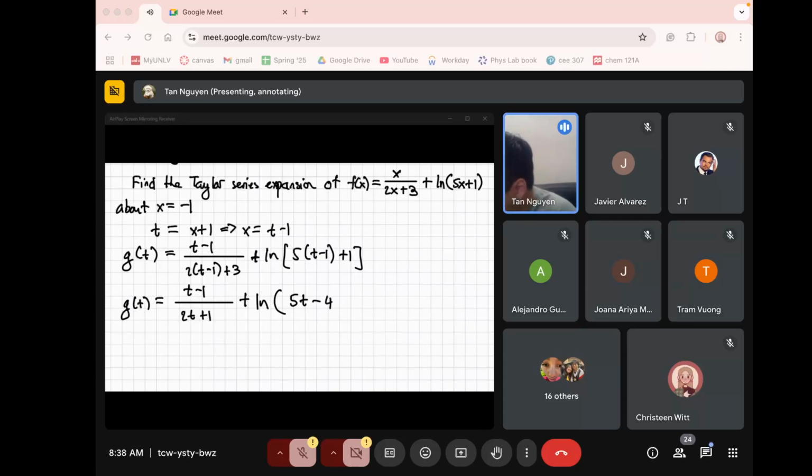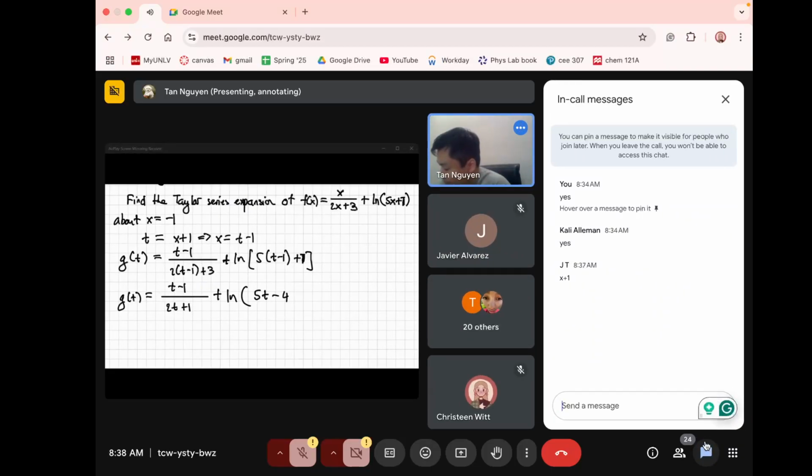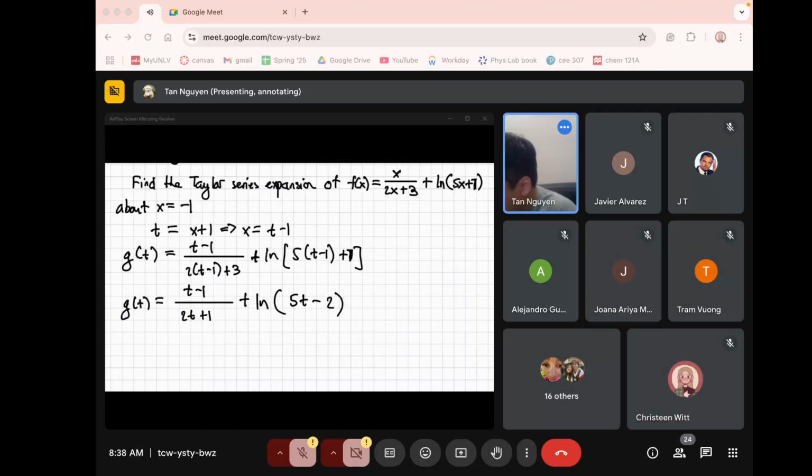Actually, can you guys change this? I don't think the center is going to work. Why don't we change this to 7, please? 5x plus 7. So that's going to be plus 7 there. So that's going to be 5t plus 2. Minus 1 is going to have some problem there. So change to 7. Okay.